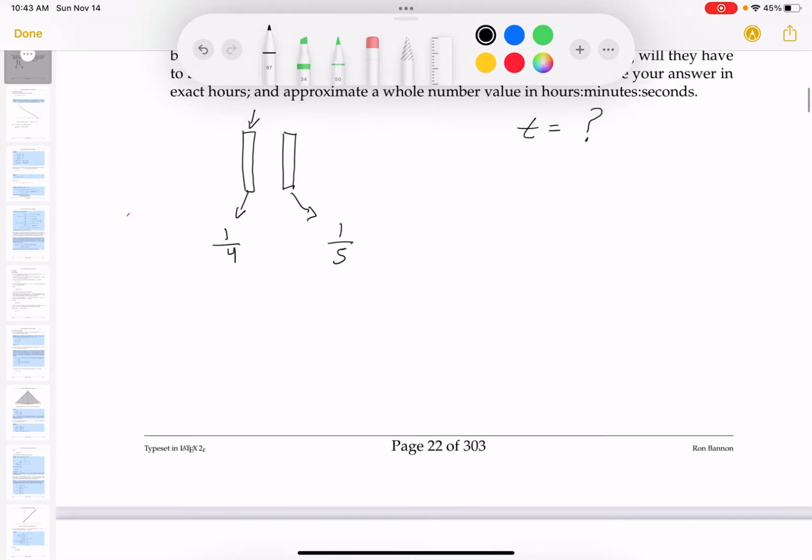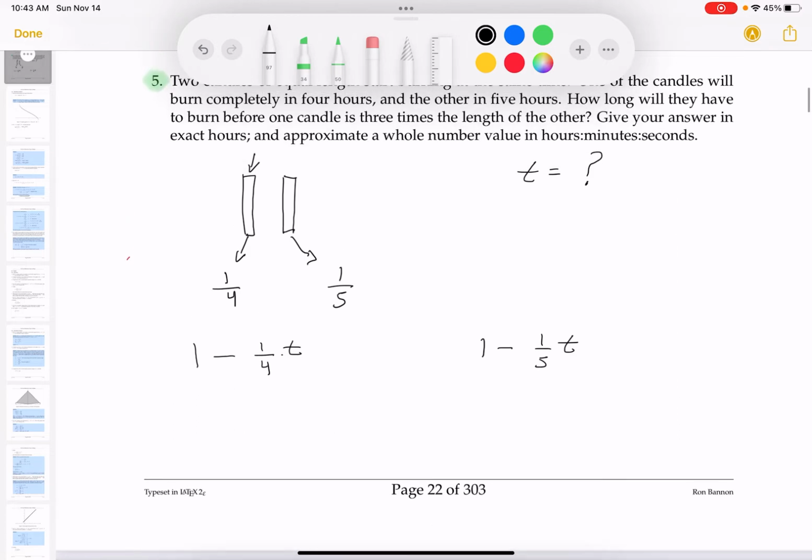Well, let me write this down. I hope you know what I'm putting down. The first candle starts out with 1, but then if I let it burn over time, it's going to burn at a rate of 1/4 times time. And the other one is going to be 1 minus 1/5 of t. But what did they say?